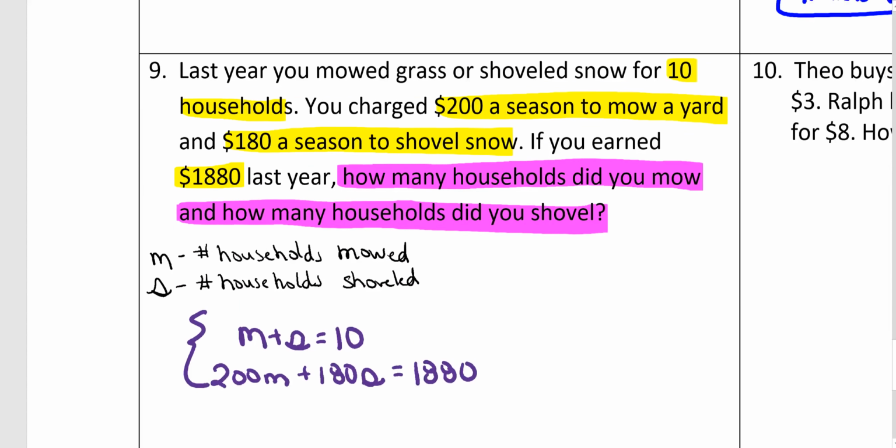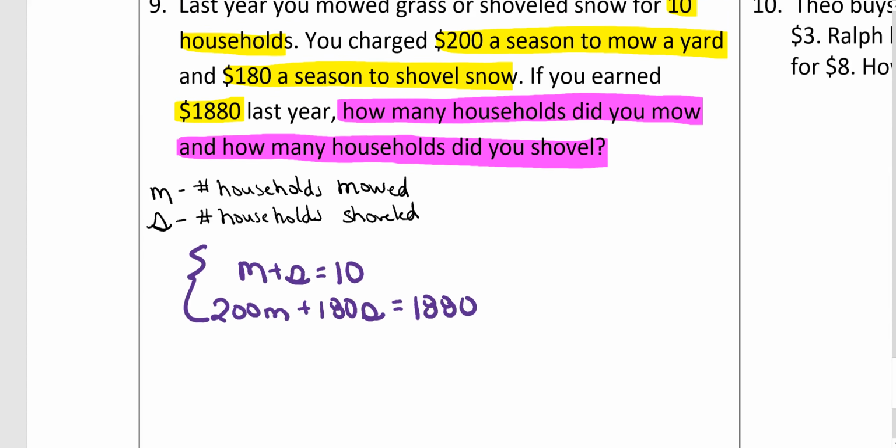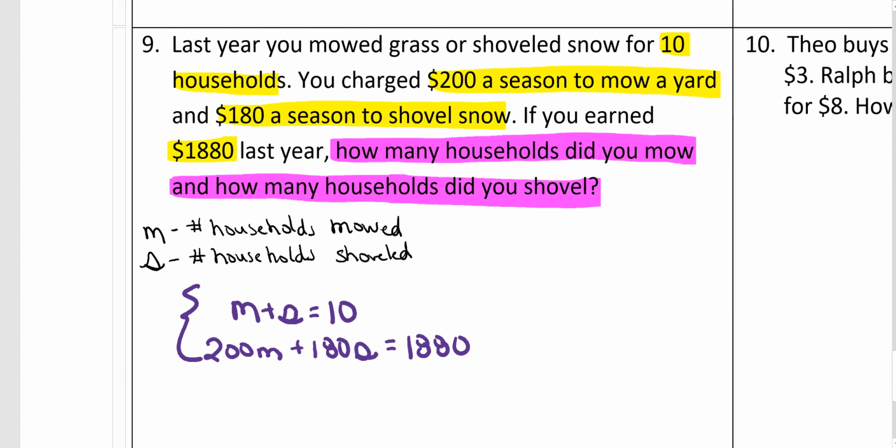So the equations for number 9 should be M plus S equals 10, because you have so many households mowed and so many households shoveled for a total of 10 households. And then your second equation should come from the cost. It costs $200 for the mowing, $180 for the shoveling, and that gives you a grand total of $1,880. So if you did not get the correct equations, go ahead and correct them now and then try to solve it now on your own.